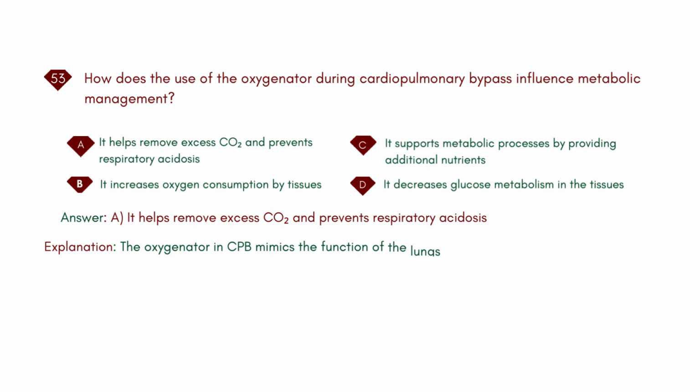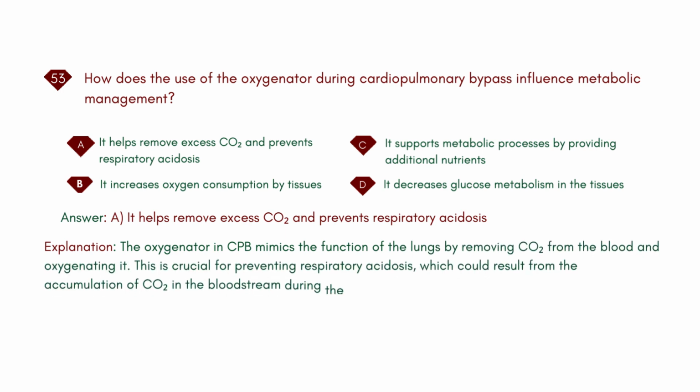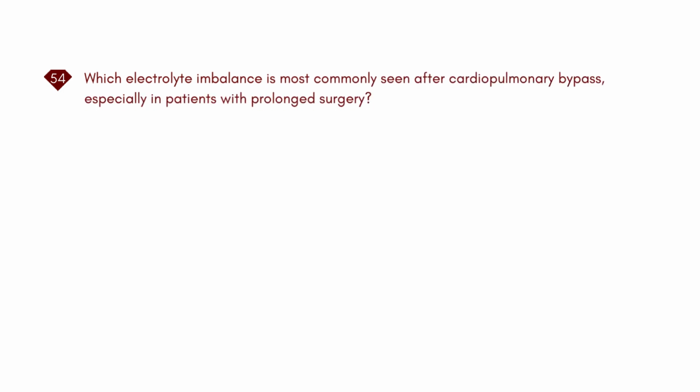Explanation: The oxygenator in CPB mimics the function of the lungs by removing CO2 from the blood and oxygenating it. This is crucial for preventing respiratory acidosis, which could result from the accumulation of CO2 in the bloodstream during the bypass procedure. Which electrolyte imbalance is most commonly seen after cardiopulmonary bypass, especially in patients with prolonged surgery?